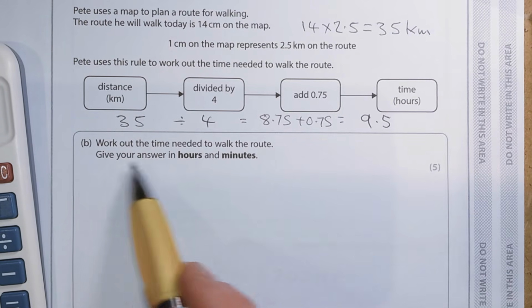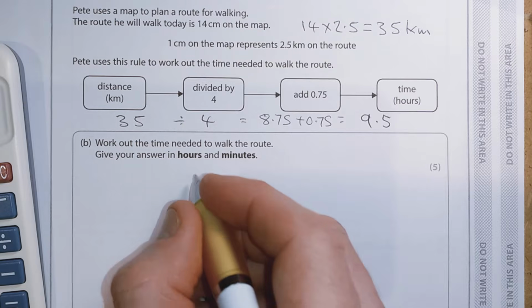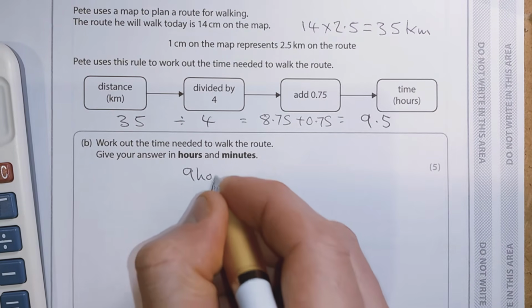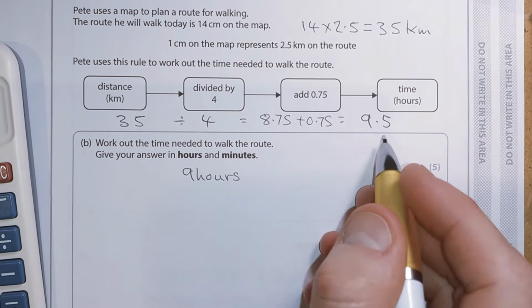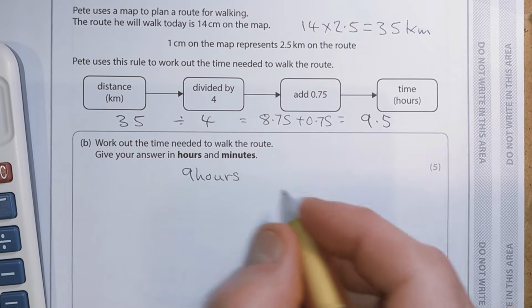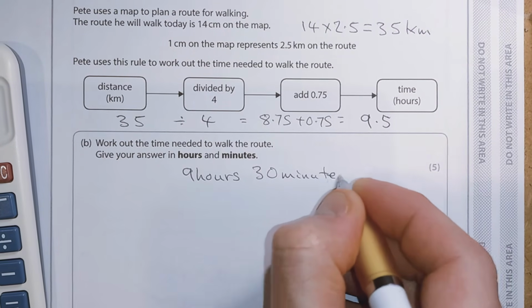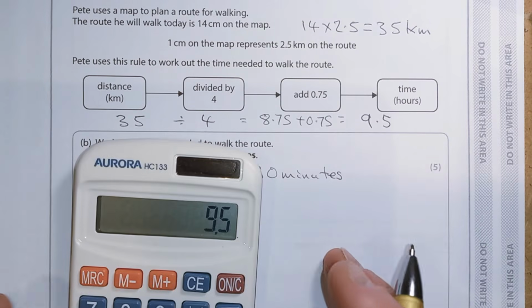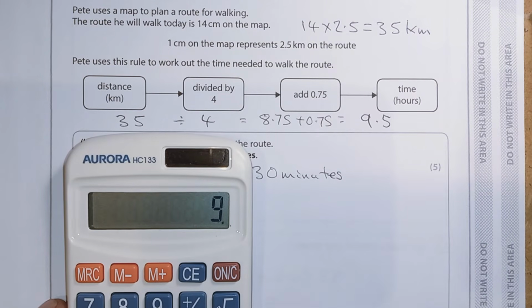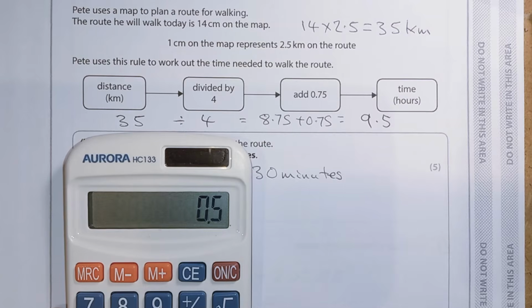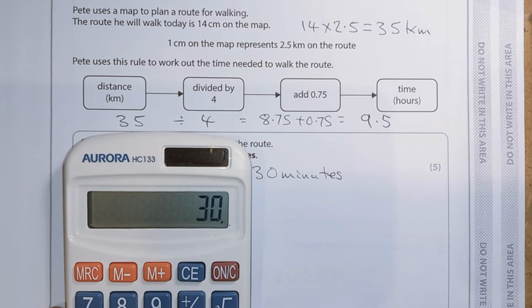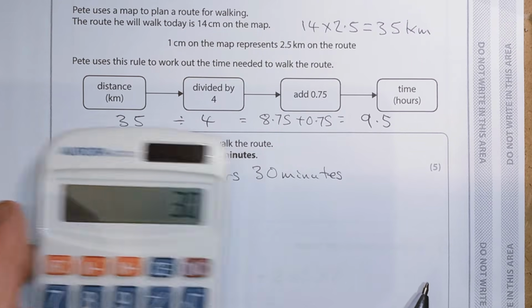They want us to give the time in hours and minutes. Well, that's going to be 9 hours. Well, 0.5, that's half of an hour. So it's going to be 30 minutes. Okay, if you want to check that, you can take off the 9, because we know that's the hours. 0.5 of an hour. We know there's 60 minutes in an hour, so multiply it by 60. That gives us our 30 minutes.